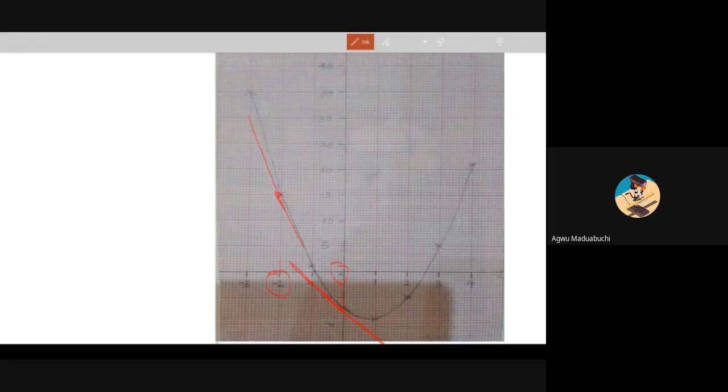Then how do you now find the gradient? Once you draw the tangent line this way, pick any 2 points on that line, use the gradient formula y2 minus y1 over x2 minus x1 and find your slope. So is this explanation clear? Yes, ma.